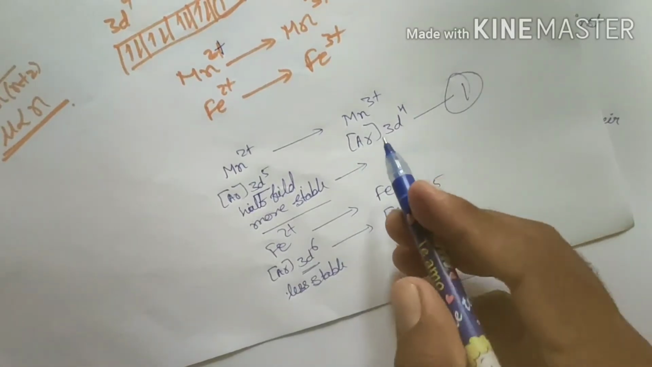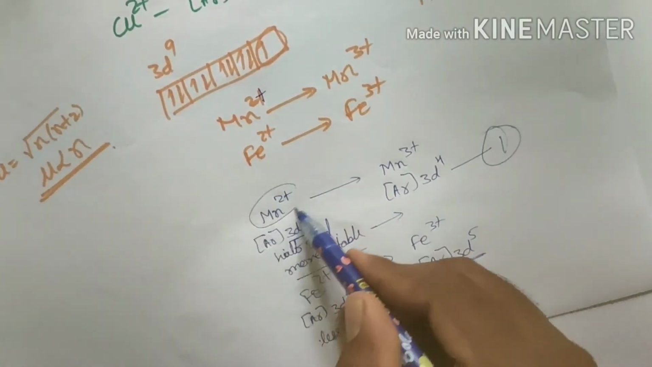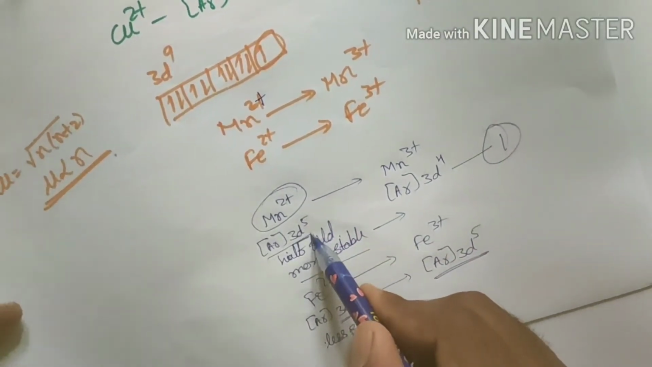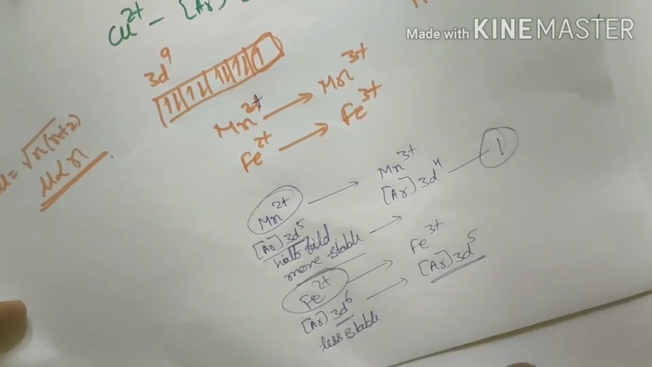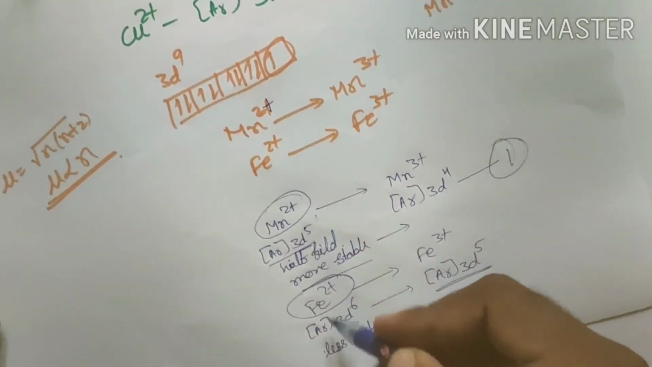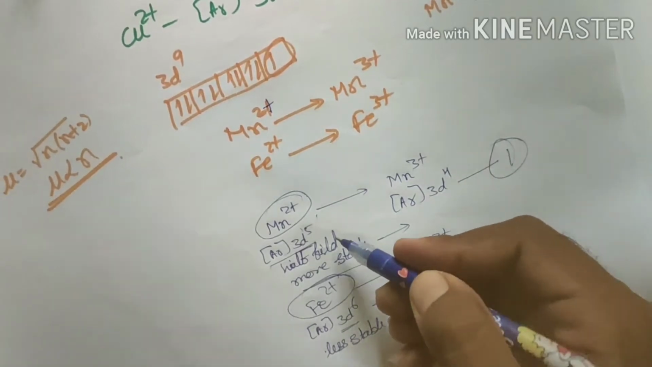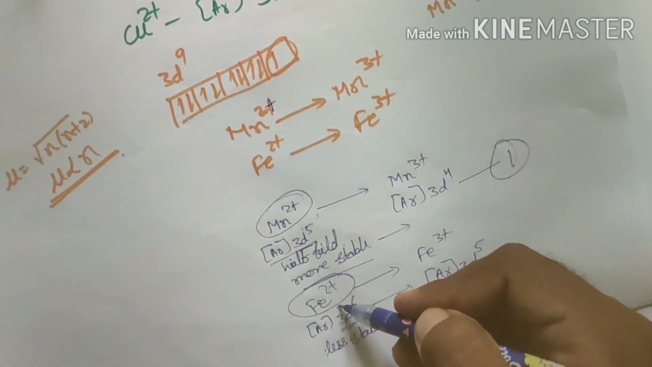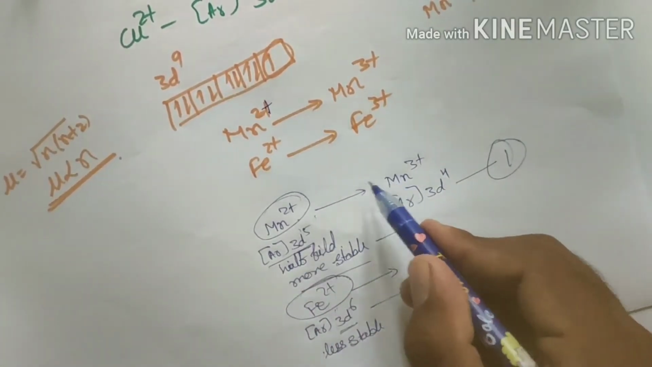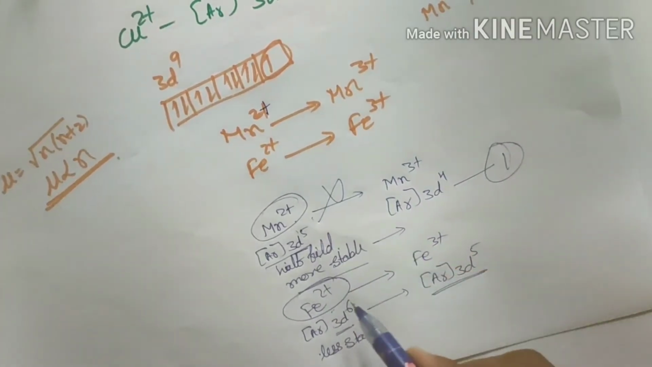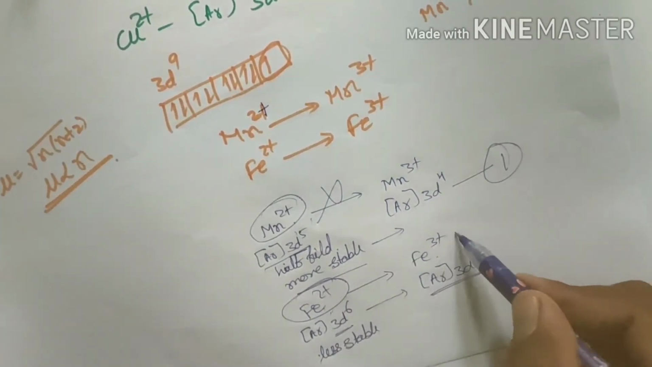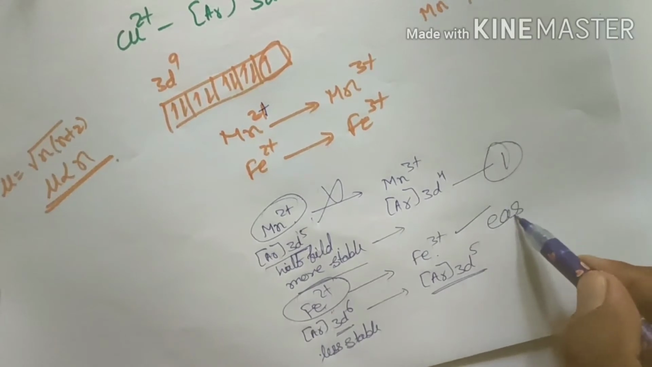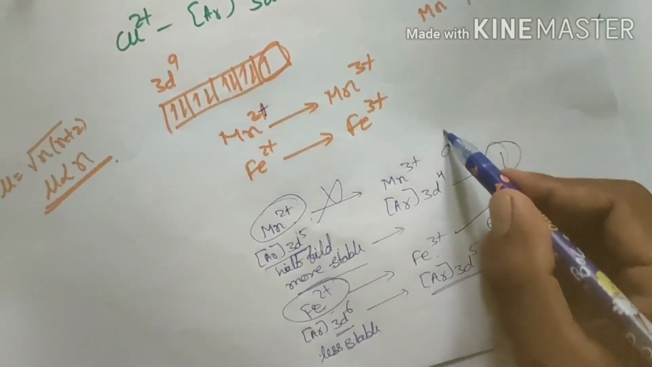Therefore for this sake only Mn2+ electron configuration is more stable. Fe2+ electron configuration is less stable. Therefore due to this oxidation state and electron configuration, it shows that Mn2+ converting to Mn3+ is very difficult. But conversion of Fe2+ to Fe3+ is very easy.